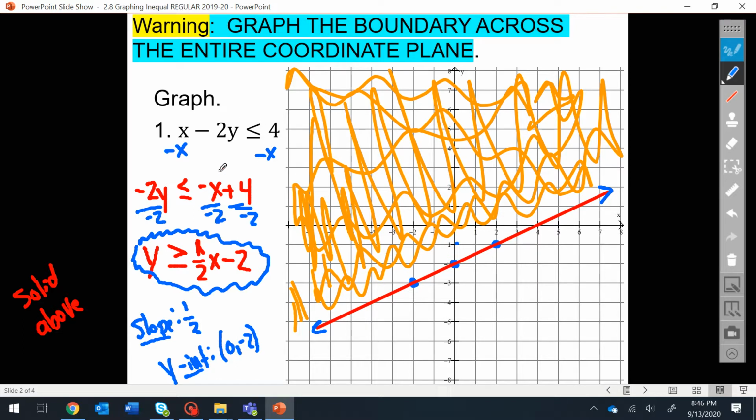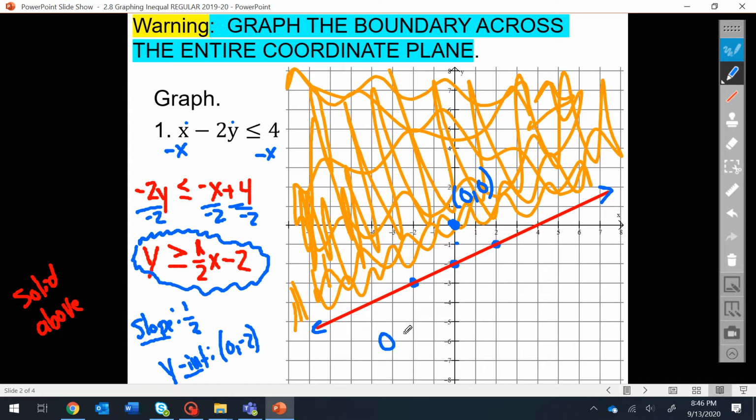And I can test a point in this shaded area to make sure that it's a solution to this equation. So let me pick a point in the shaded area. An easy point to pick is going to be the ordered pair 0, 0. It's in the shaded area. It should be a solution to this. I'm going to plug in 0 for x and 0 for y.